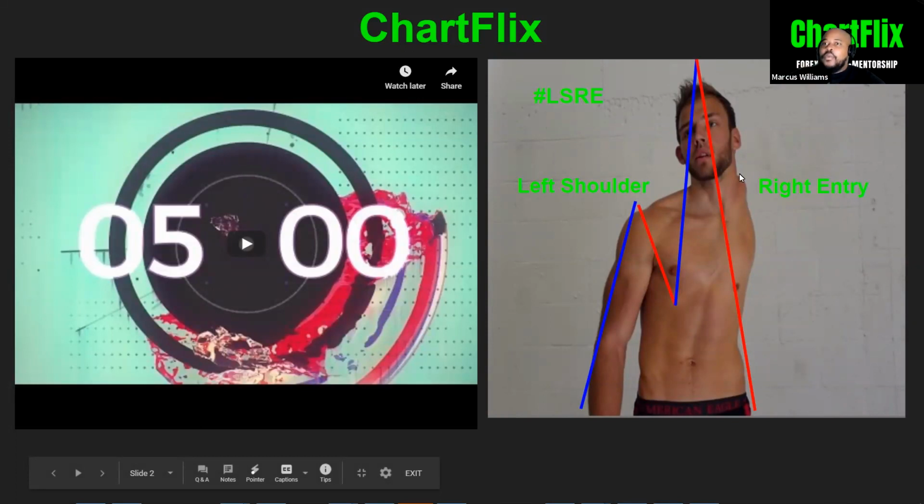But today, we have another strategy that we were going to be going over. It's called the left shoulder right entry.